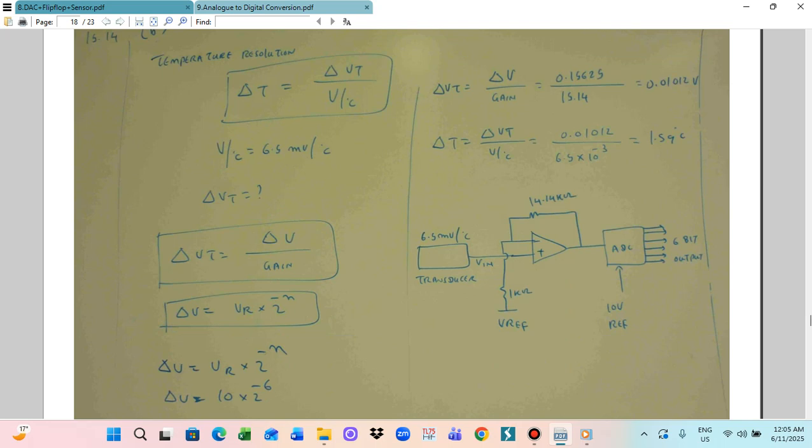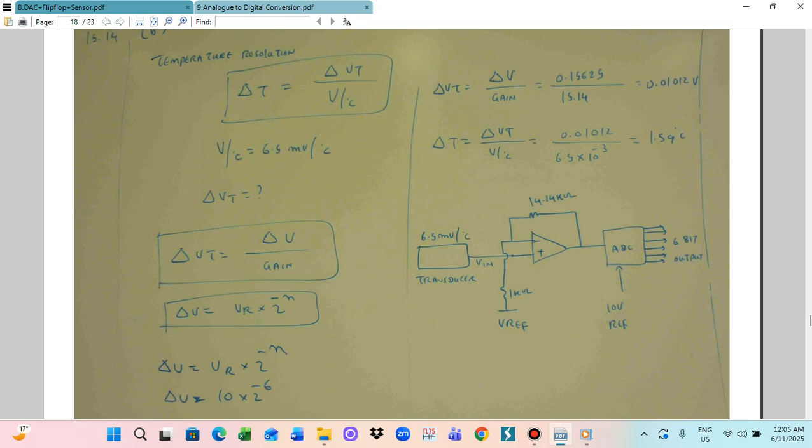So delta T is equal to delta VT divided by 6.5 millivolt per degree centigrade. 0.01012 divided by 6.5 into 10 power minus 3 gives about 1.59 degrees centigrade. So this is the temperature resolution we calculated, and this is the second part of the problem.